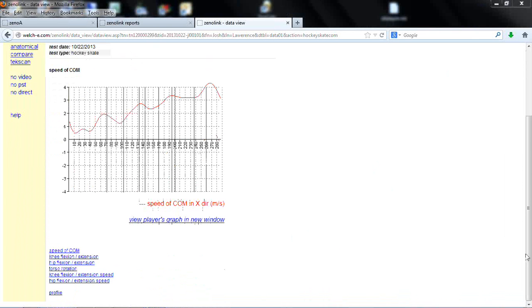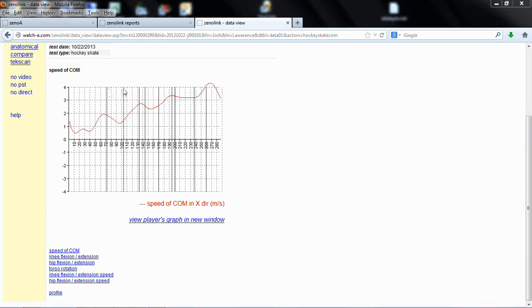First graph that we're looking at is the speed or acceleration of the center of mass over the first three steps. You have the initial steps or push off, the second step, which is really the real first gait cycle, and then the third.